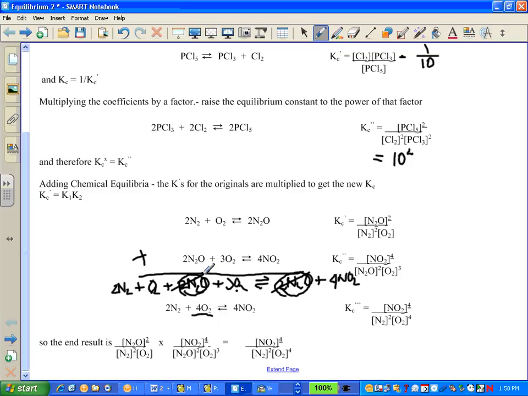And now let's look at the equilibrium constants. Like I said before, if we add two reactions, what we expect to happen is that the equilibrium constants should be a multiplication of the two. So let's see if that works. The first equation, the Kc, is N2O squared over N2 squared times O2, while the second equation is NO2 to the 4 over N2O squared times O2 cubed.